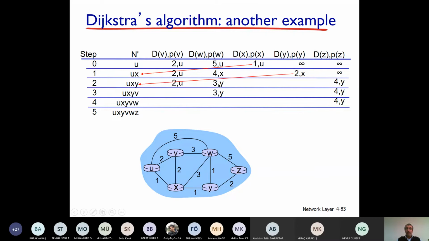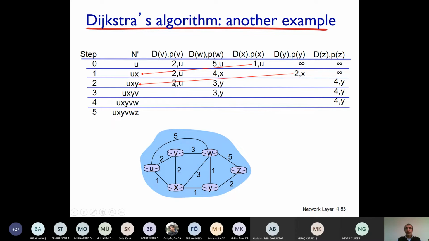Now the W has a new value because we add this node Y, and the new cost is 1 plus 1 plus 1, which is 3, which is less than the previous one. So that's why we update the value of D of W. And the P of W is going to be Y because the node before W is Y. Now through Y we can reach Z. We can calculate D of Z as 2 plus 2, which is 4. So that's why we have 4, Y.